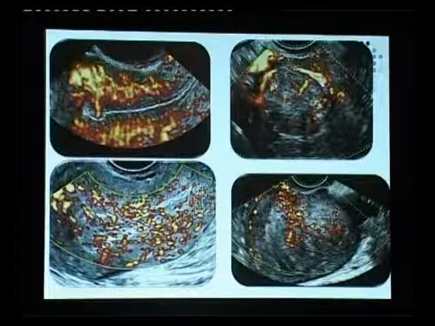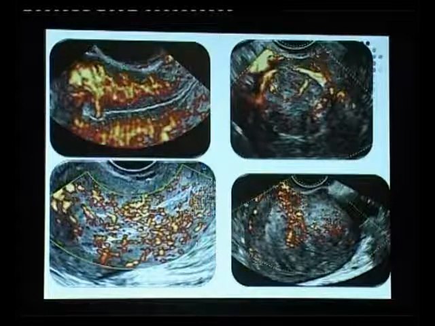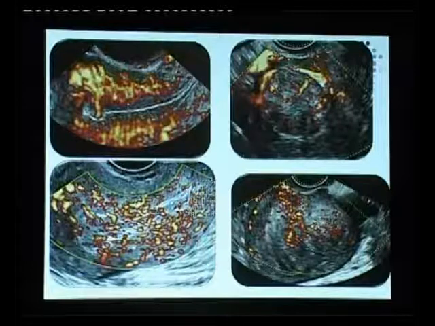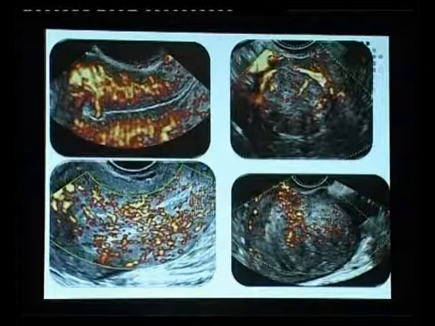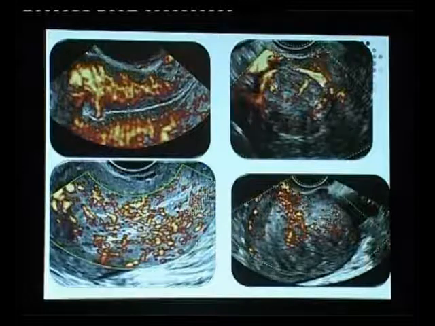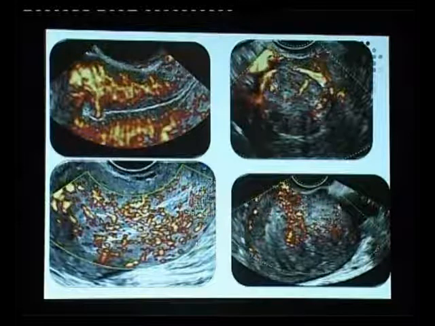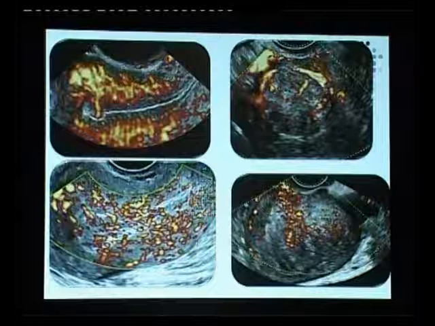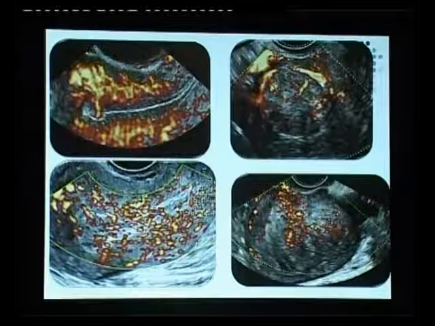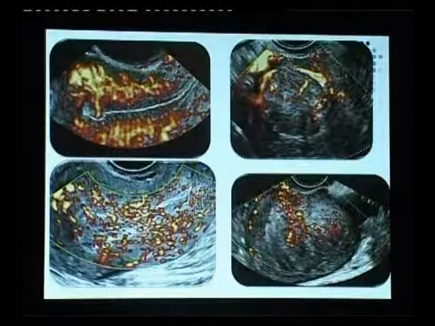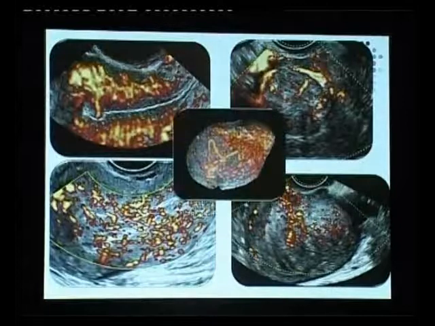So if you are seeing the uterine lesions, you know that a single vessel pattern is typical of a polyp, a peripheral vascularity is typical of a fibroid, a penetrating vascularity in the myometrium is typical of an adenomyosis, and if there is a thickened endometrium and there is regularly placed vascularity, then it is typical of an endometrial hyperplasia.